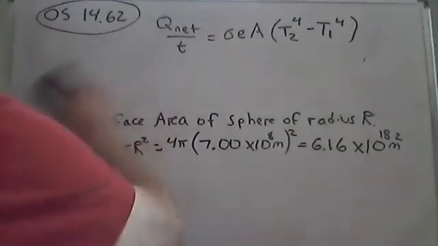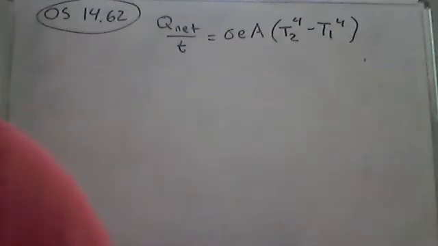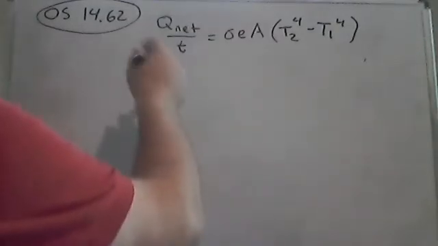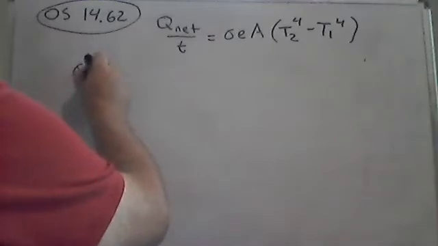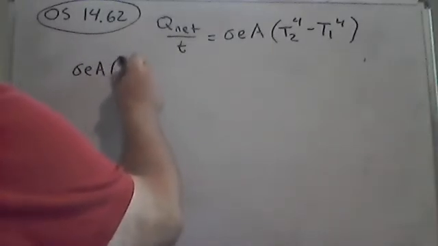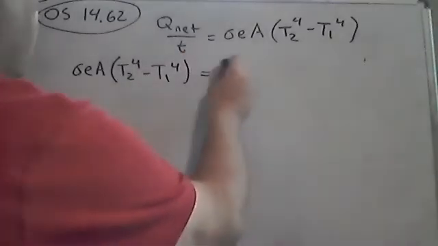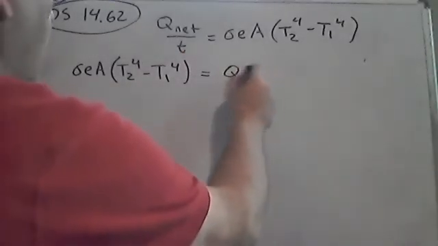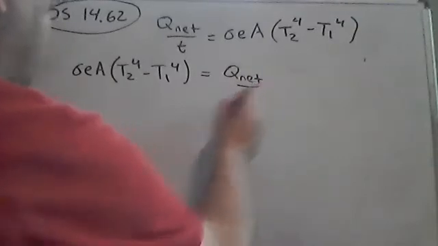All right. I have my real estate challenge. So here we go. I'm going to put the left side on the right and the right side on the left. So I have sigma EA times T2 to the 4th minus T1 to the 4th, and that's equal to Q net over T. By the way, we're given Q net over T. I didn't specify that as well.